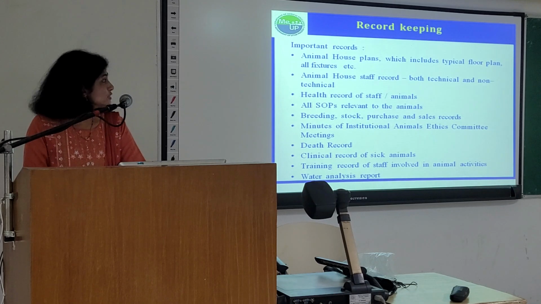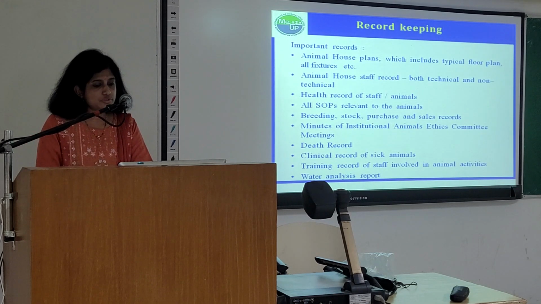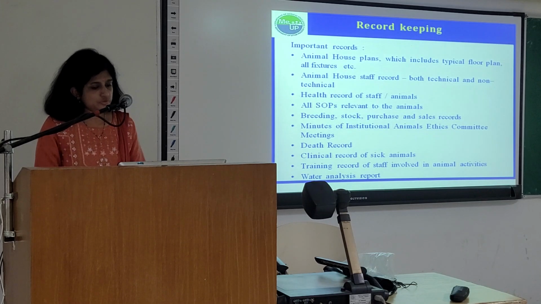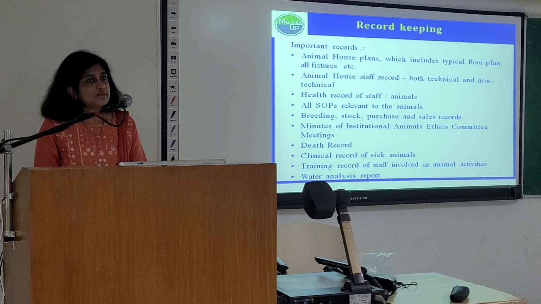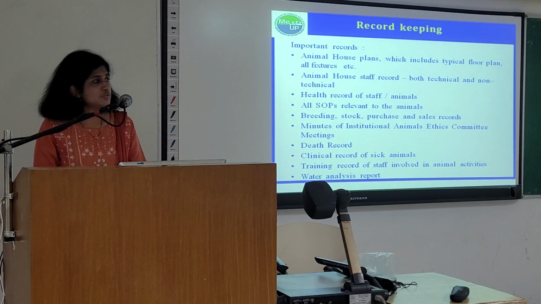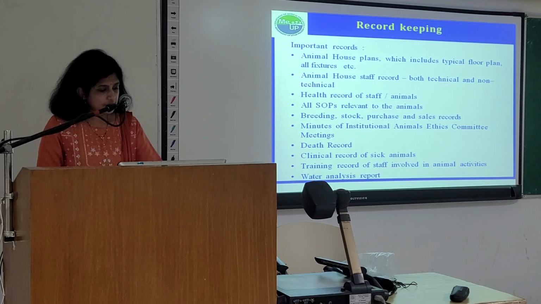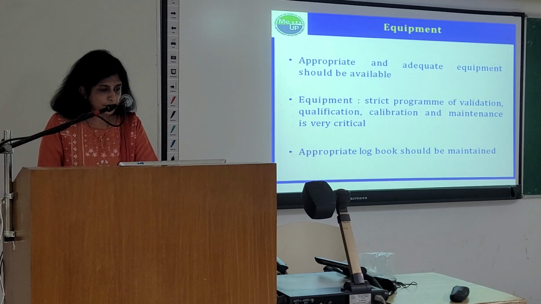Other important records are animal house plans, which include the typical floor plan, all fixtures, etc. Animal house staff record, both technical and non-technical, health record of the staff or animals, all SOPs relevant to the animals, breeding, stock, purchase and sales record, minutes of institutional animal ethics committee meetings, death record, clinical record of sick animals, training record of staff involved in animal activities, and order and receipt report.